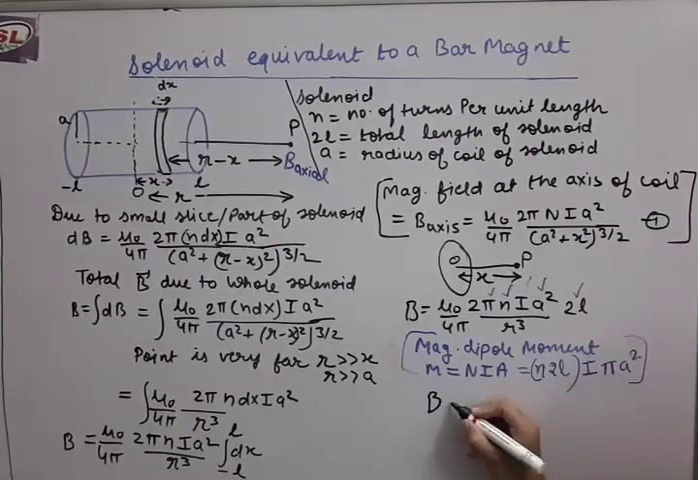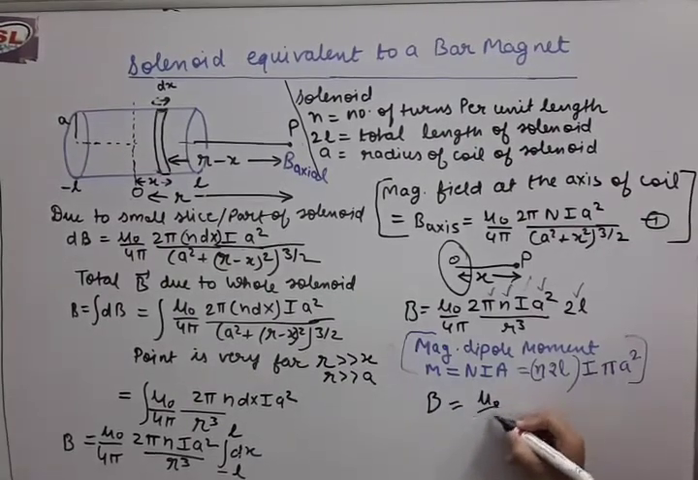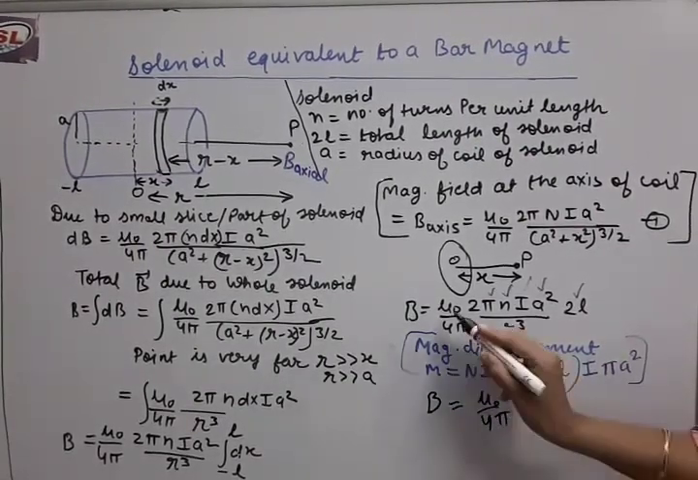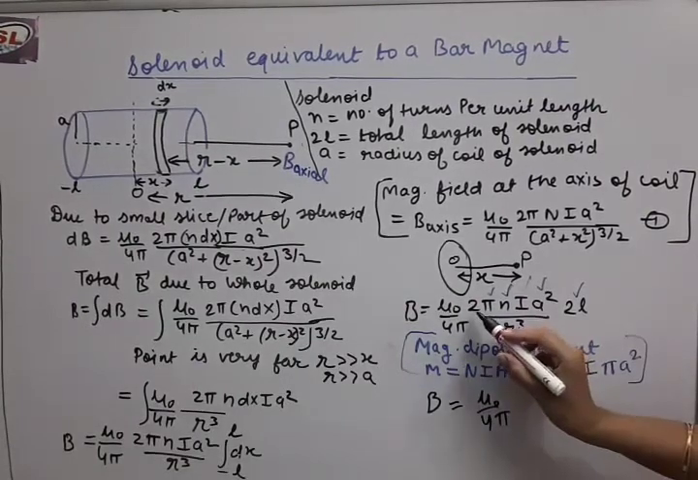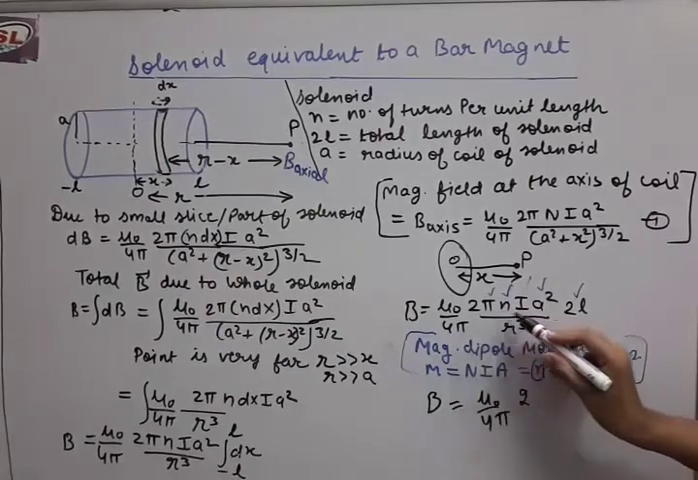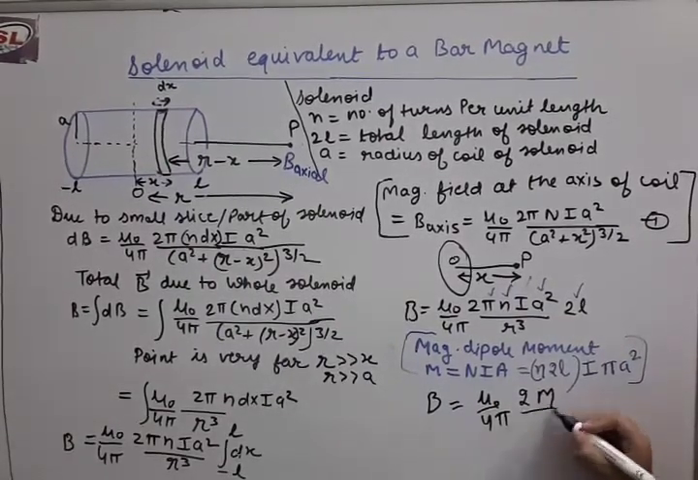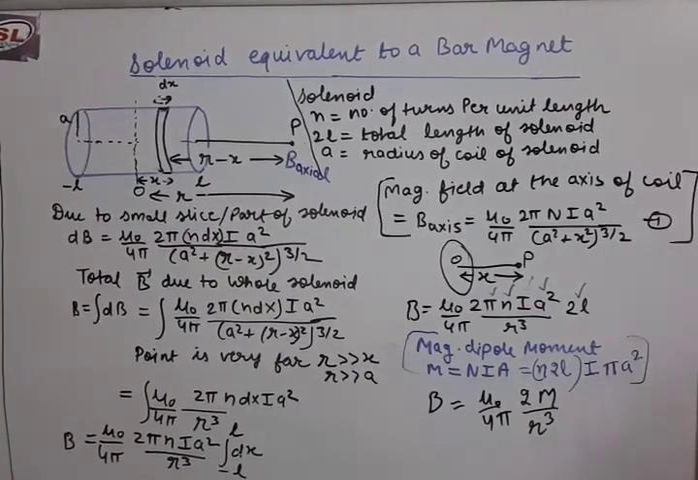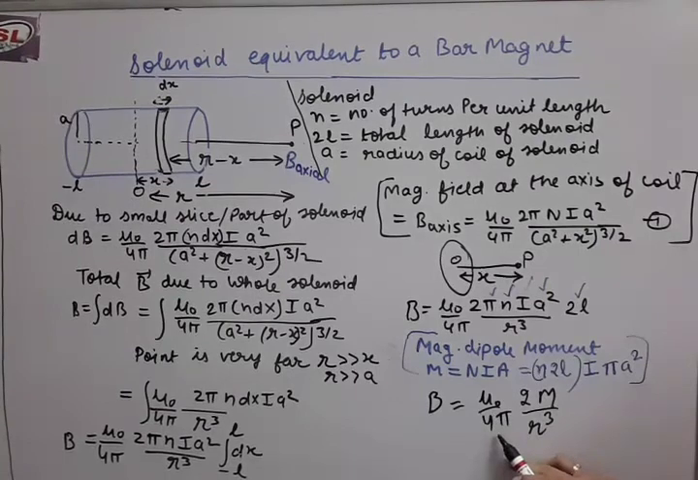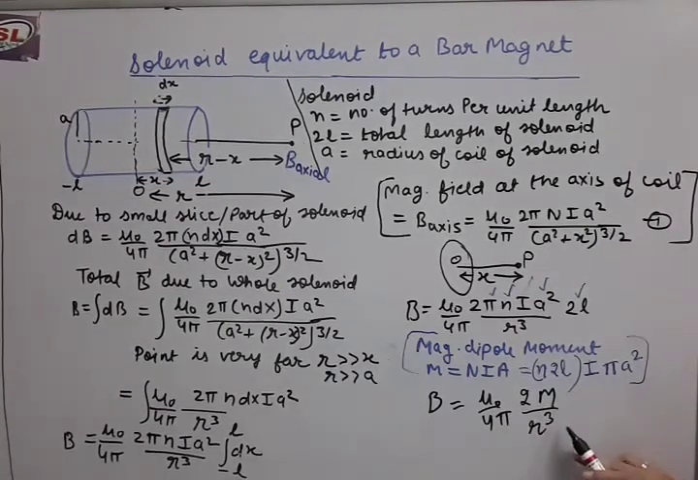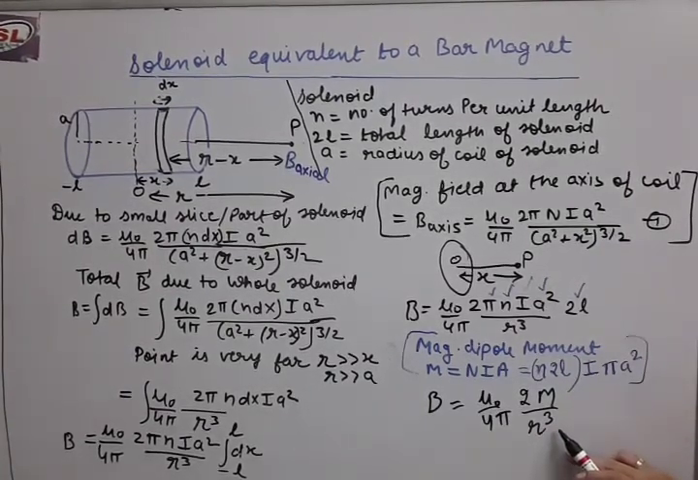So at last we need to put this final answer of B for the solenoid in this format. B equal to mu 0 upon 4 pi is written. 2 is written because only 2 is left; otherwise every term is making capital M, and upon R cube. So what answer did we get? We got mu 0 upon 4 pi 2M upon R cube.